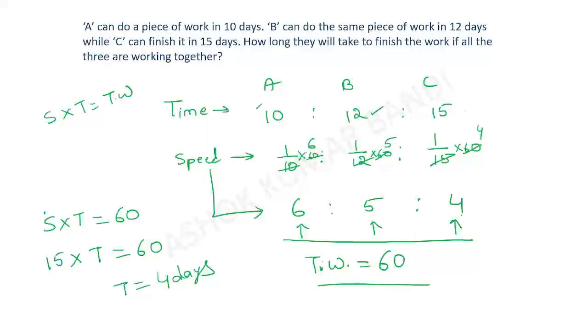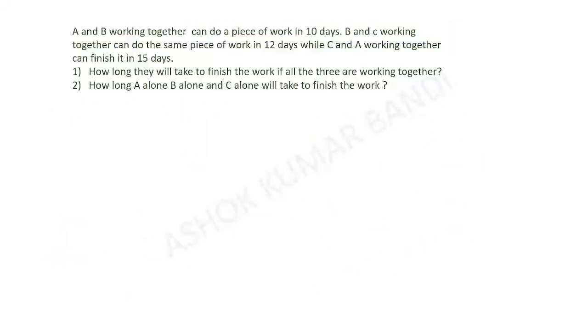So we are going to solve one more problem on this model. Check here. I'll read the problem once, then we will start solving. See here, A and B working together can finish a piece of work in 10 days. B and C working together can do the same work in 12 days, while C and A working together can finish it in 15 days. Now you need to find out how long they will take to finish the work if all 3 are working together.